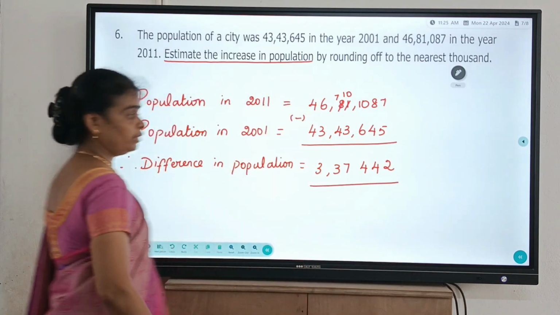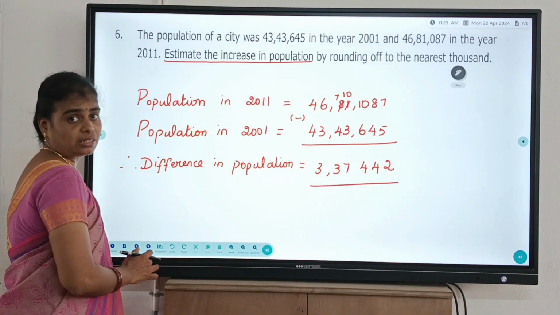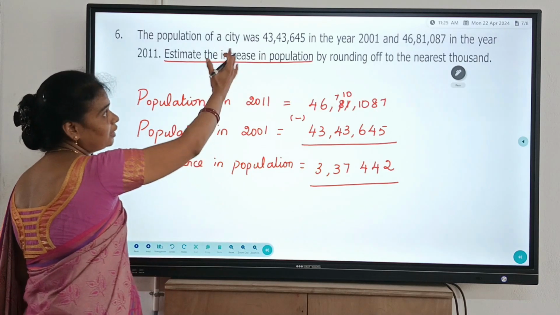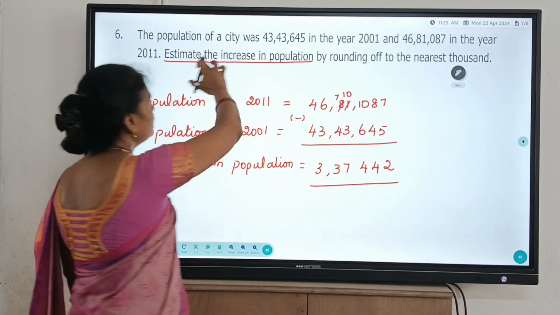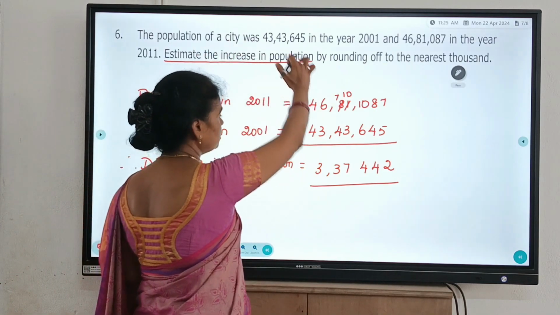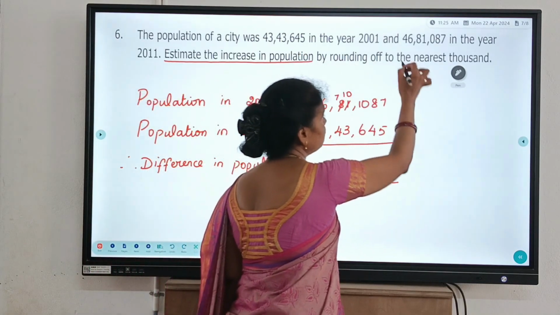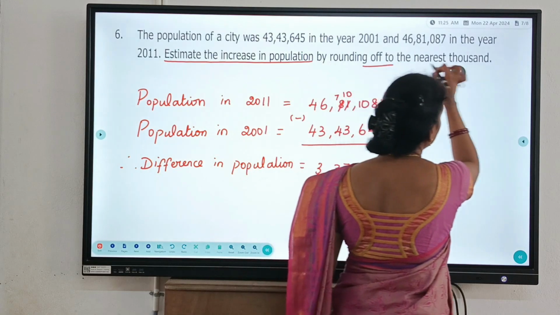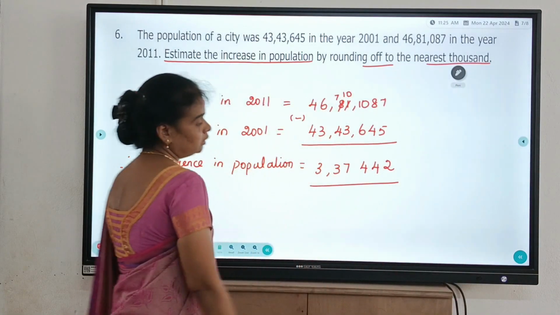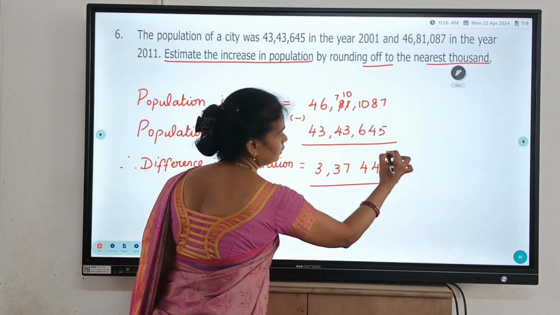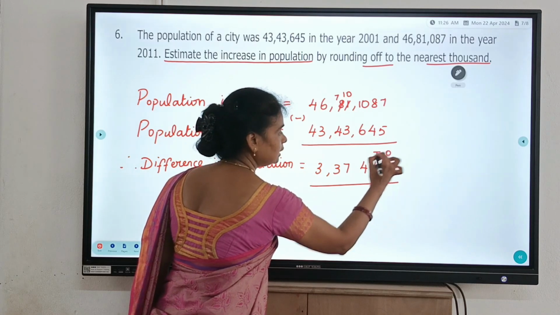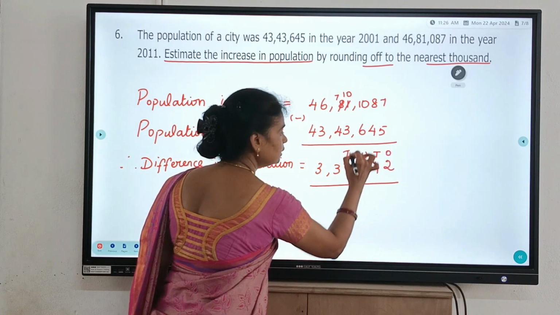Now, shall we leave the sum as it is after finding the answer? No, we have only done half of the sum. Estimate the increase in population. So, we have found out the increase in population, but we have to estimate it by rounding off to the nearest 1000. So, nearest 1000 it must be rounded off: ones, tens, hundreds, thousand.